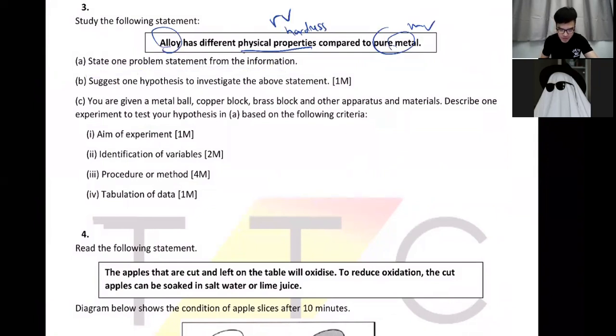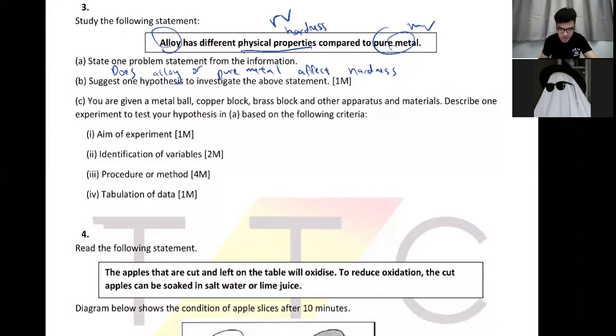All right, so one, problem statement. What's the problem statement? Does alloy or pure metal, or can just say does type of metal, affect hardness? Adakah jenis logam mempengaruhi kekerasan? Or adakah alloy atau logam tulen mempengaruhi kekerasan? See, exactly the same thing.